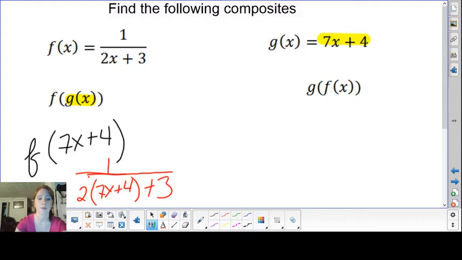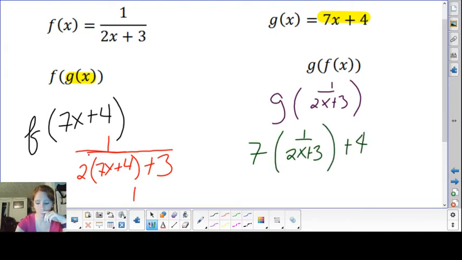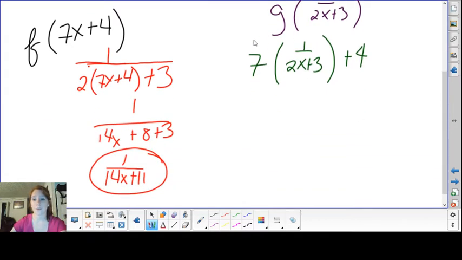Same idea here. Inside's going to be my f of x. So this time I have g of 1 over 2x plus 3. And my g is 7x. So I have 7 times this guy plus 4. We try and ask ourselves, can I go ahead and simplify anything with those fractions?